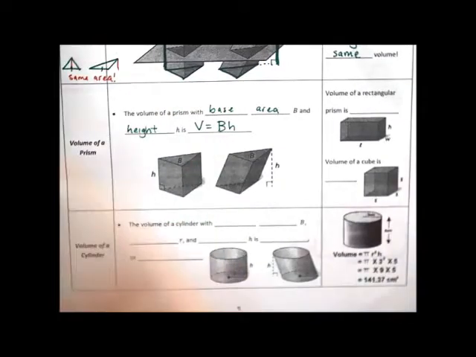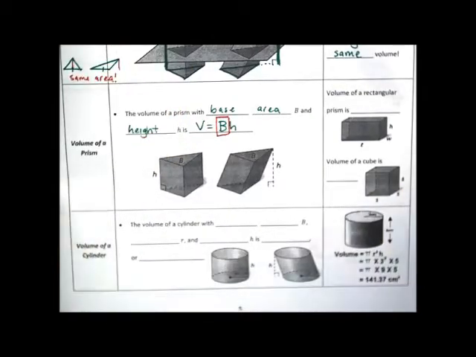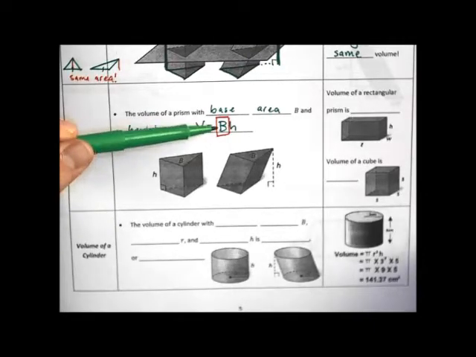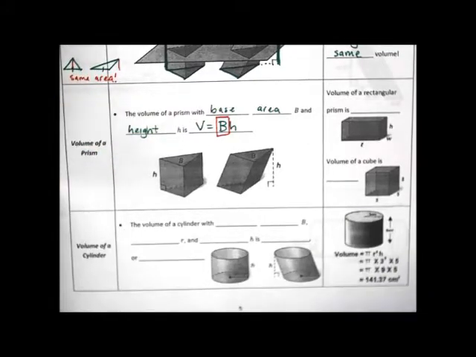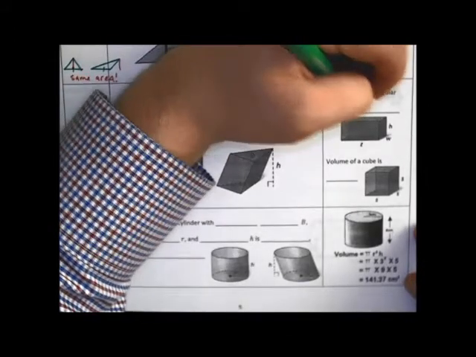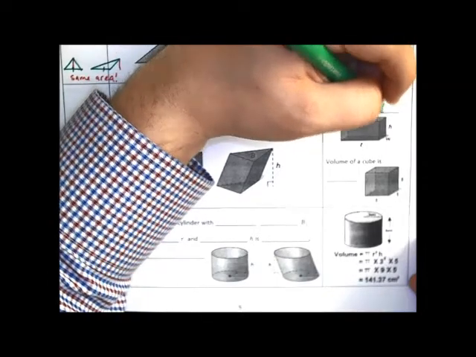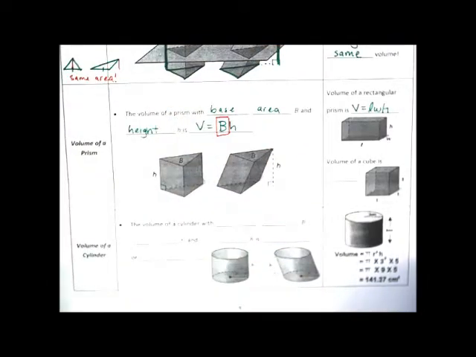Please make sure you understand that this is capital B. I do not want you to confuse that with lowercase b. Lowercase b is usually the base of a two-dimensional shape. Capital B is the base area of a three-dimensional shape. So very specifically, if we have a rectangular prism, you can always use V equals L times W times h.